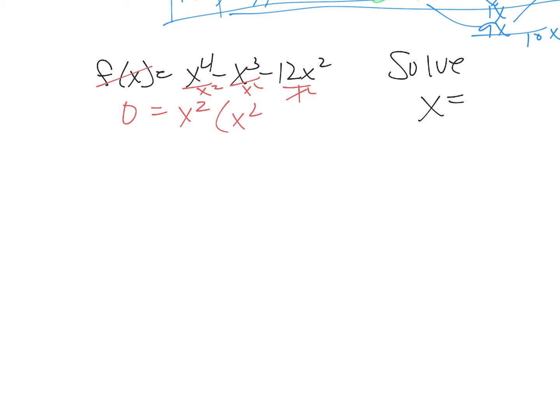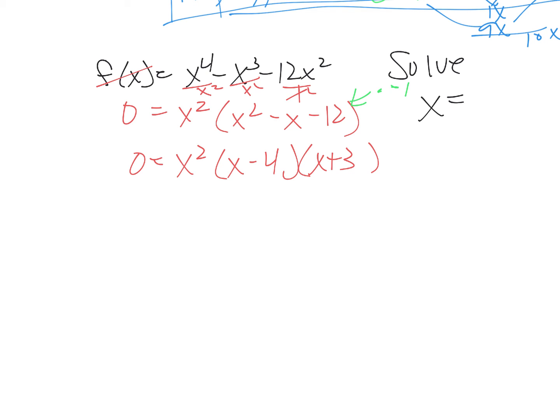So it becomes x squared minus x minus 12. So we have x squared, the trinomial is factorable, x minus 4, x plus 3, right? We're looking for two numbers that multiply together to get negative 12, but when I add them together, I get negative 1.